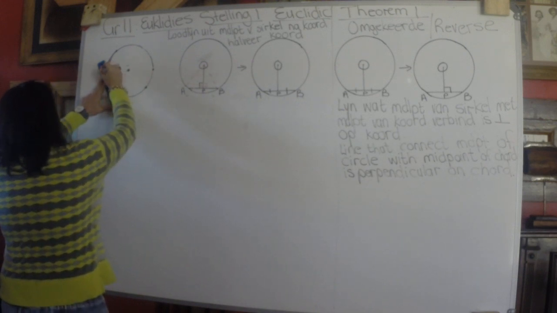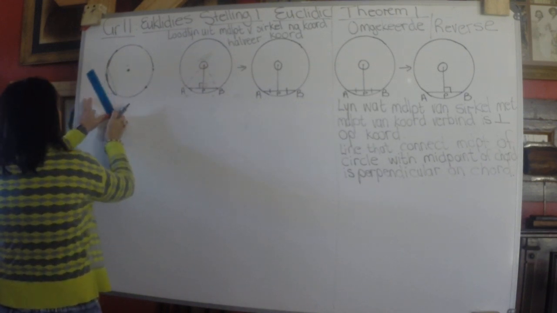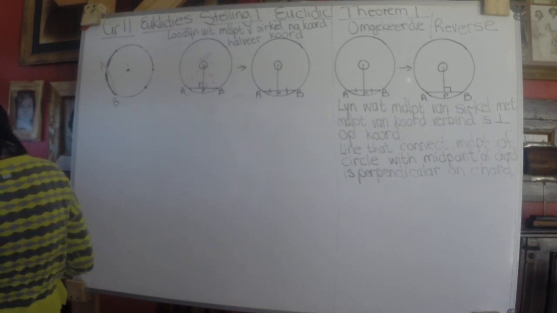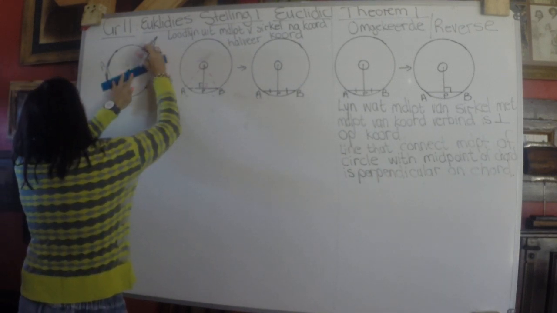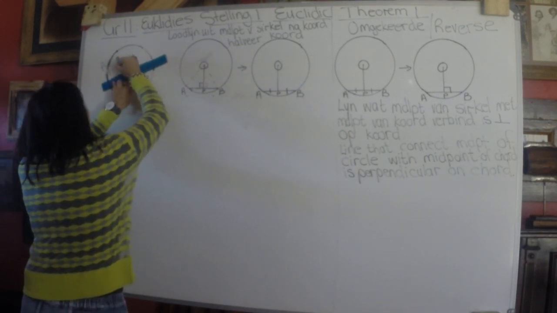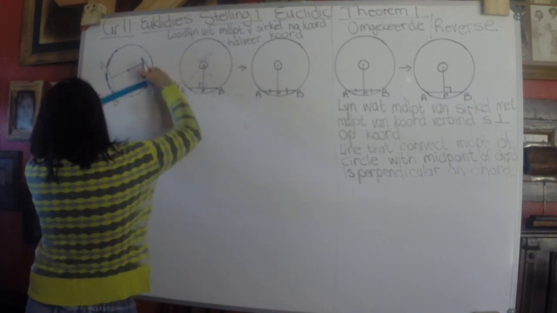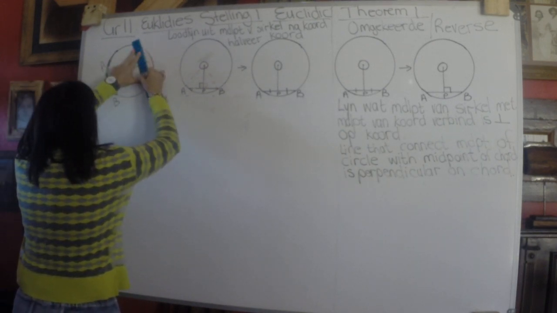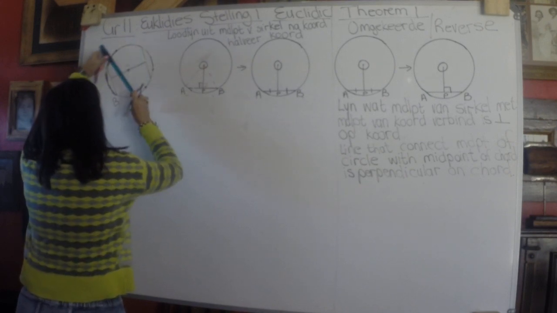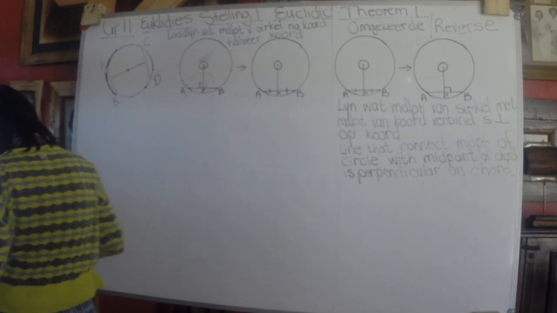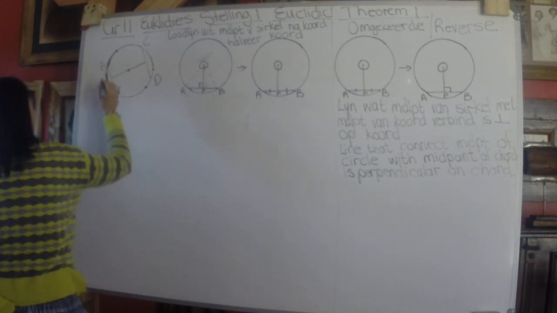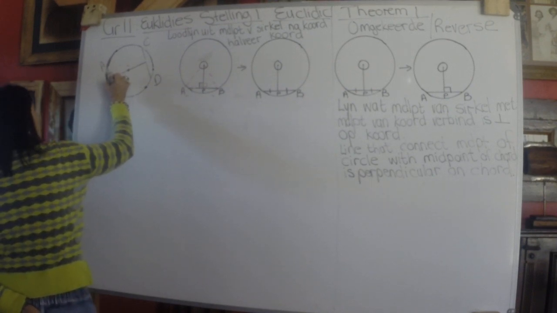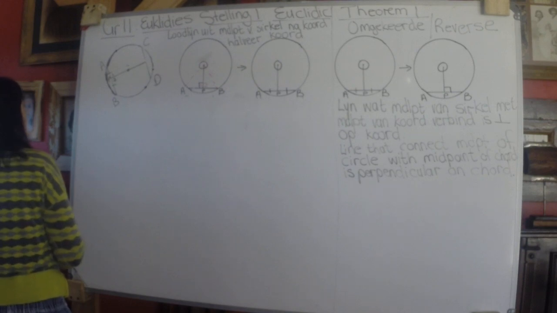I've got a chord AB there in your circle. Then we've got a line from that chord to another chord CD. Let's name this one P1, P2, and AP equals PB.